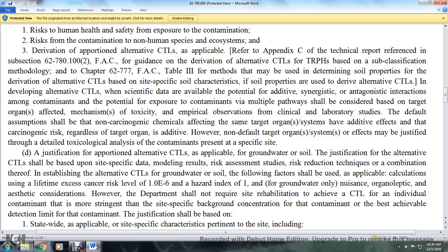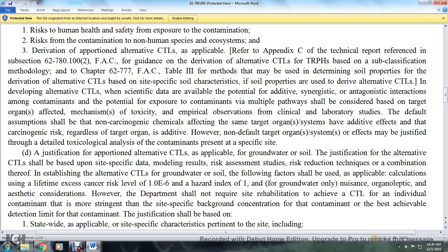The justification and proposal of alternative cleanup target levels is applicable to groundwater and soil. The justification for alternative cleanup target levels should be based upon site-specific data, modeling, risk assessment, risk reduction, or a technical combination thereof, in establishing alternative cleanup target levels for groundwater and soil. The following factors shall be used in applicable calculations: a lifetime excess cancer risk level of 1.0E-6, and a hazard index of 1, for groundwater only, nuisance, organoleptic, or aesthetic considerations.